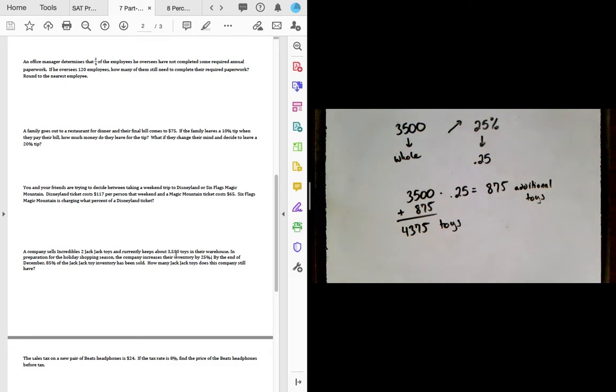So now I'm ready for the holiday shopping. I now have 4,375 Jack Jack toys in my inventory. Now it says, by the end of December, 85% of the Jack Jack toy inventory has been sold. So now I'm going to take this 4,375 and find out what's 85% of this number. And that's going to tell me how many Jack Jack toys I sold.